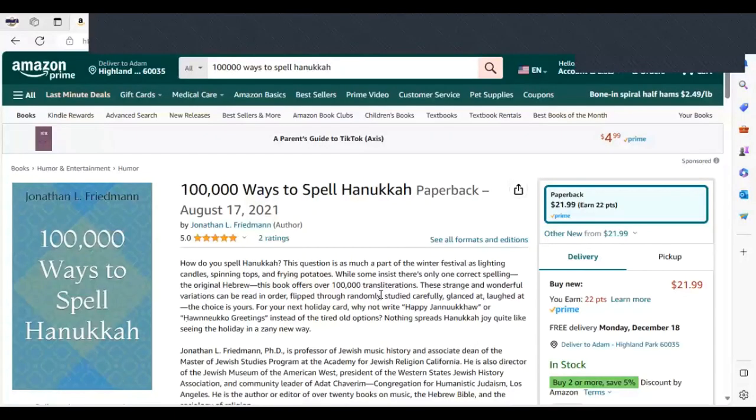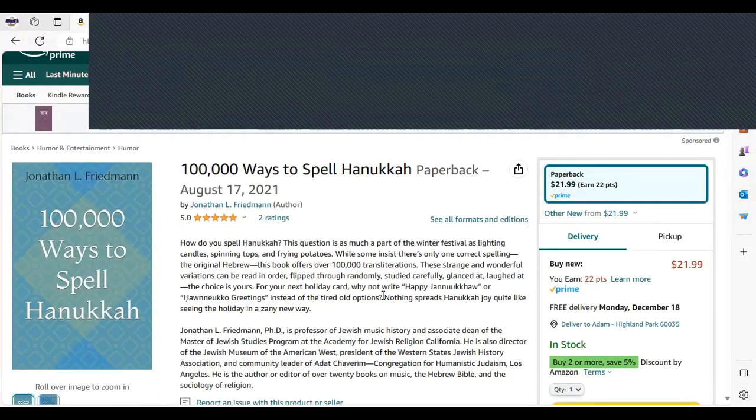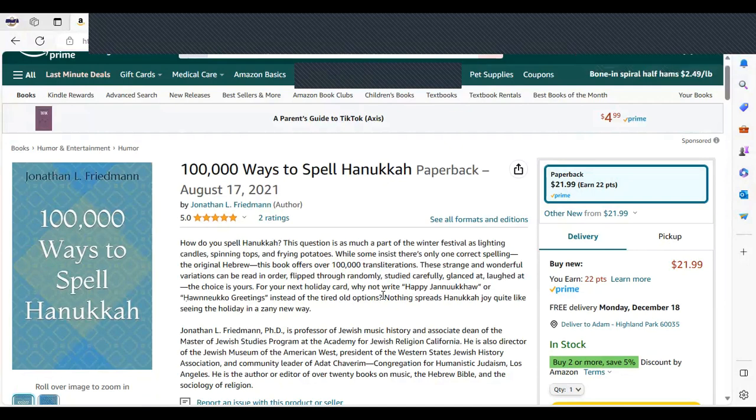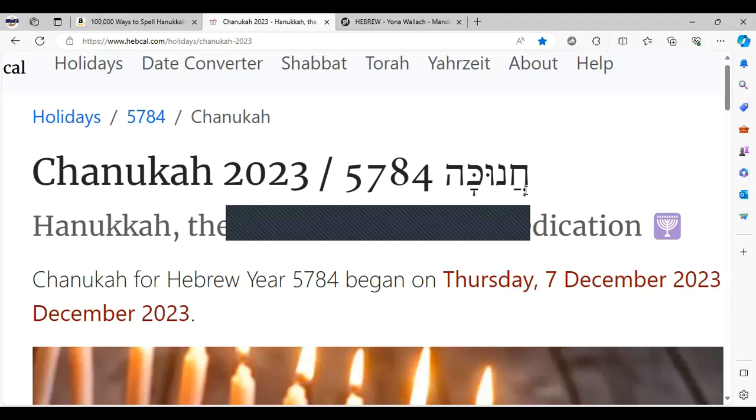Now, there's even a book that a colleague of mine in California wrote called 100,000 Ways to Spell Hanukkah. And he came up with 100,000 ways to spell Hanukkah based on the phonetics of English or Latin language alphabets. I imagine if you wanted to do it in the Cyrillic alphabet, you can come up with another 50,000 ways to possibly spell it. Now, of course, the reason why Hanukkah is so hard to spell is because there is one correct way to spell it, but it's in Hebrew.